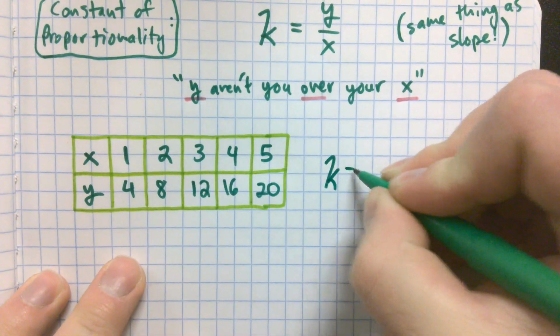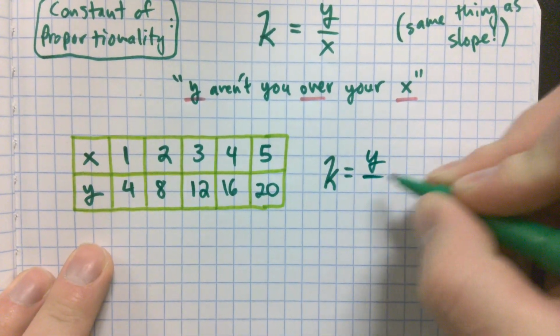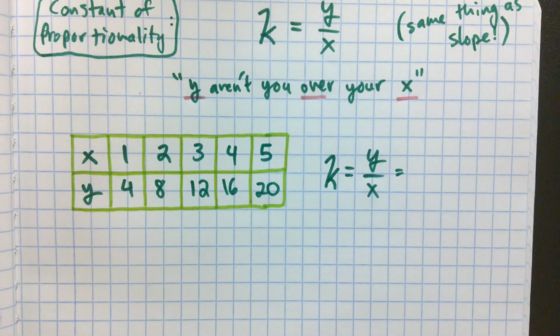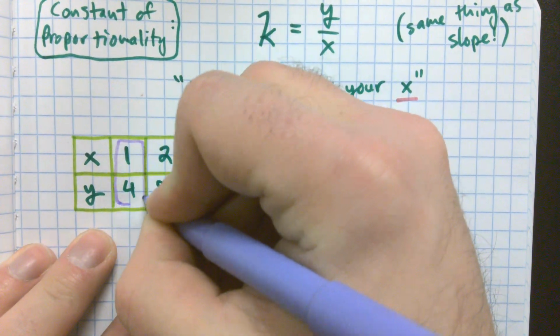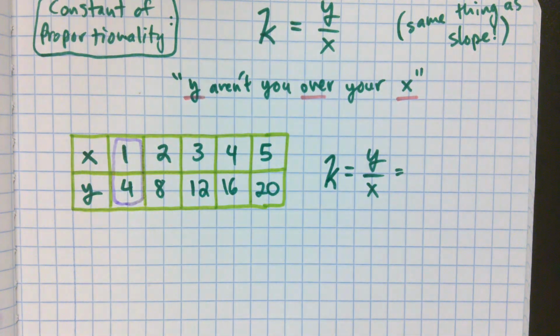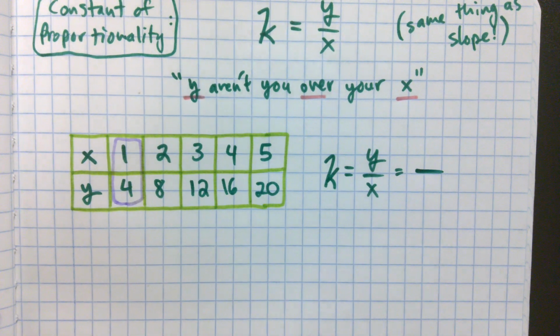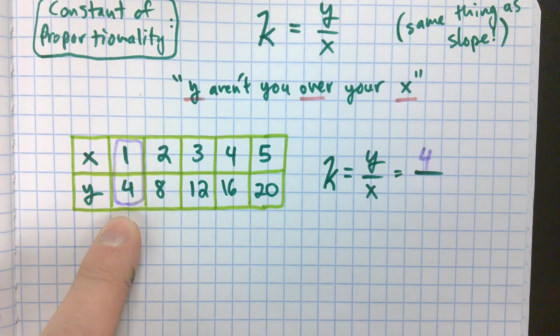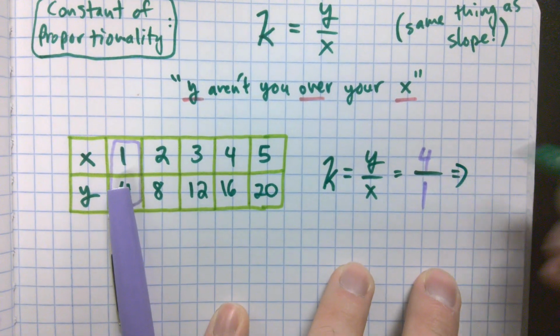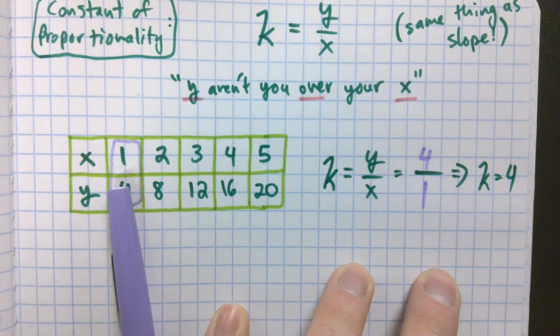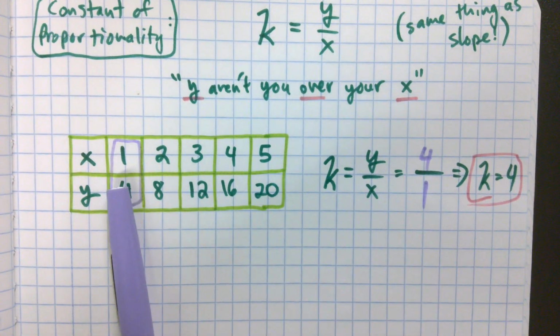If we want to find what k is equal to here, all we have to do is focus on one single point. I'm going to take this very first point because I like that x value of 1. And I'm going to plug it into y over x. So in that purple point that I boxed up, what's my y value there? 4, thank you. What's my x value? 1. What happens when we simplify 4 over 1? What do we get? 4. So k is equal to 4.